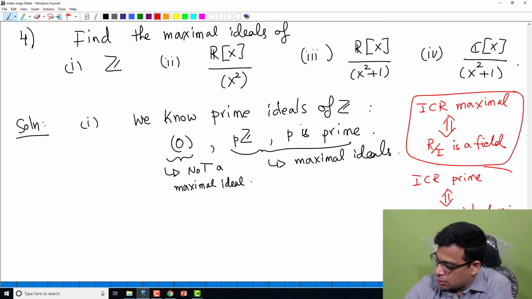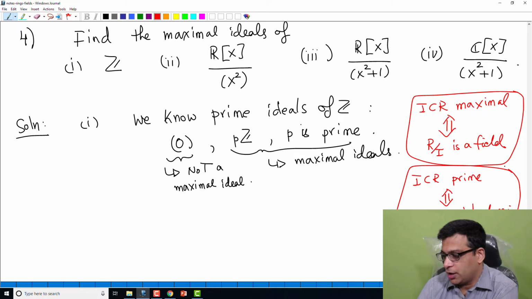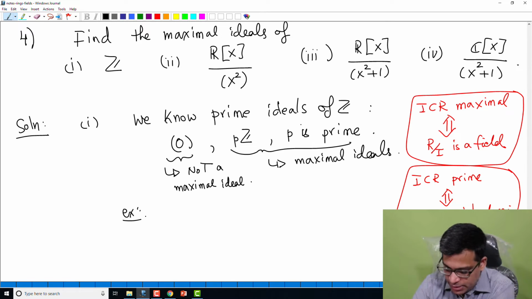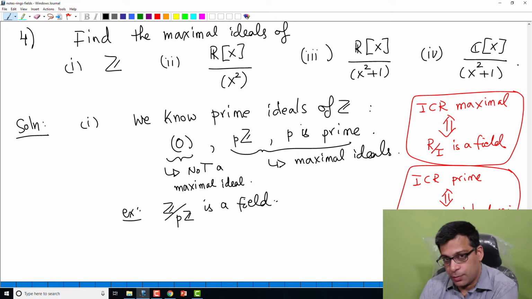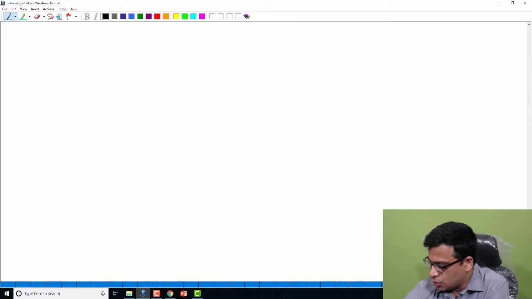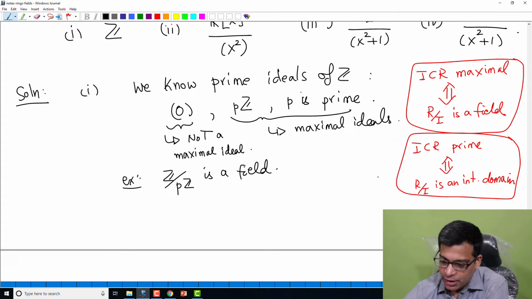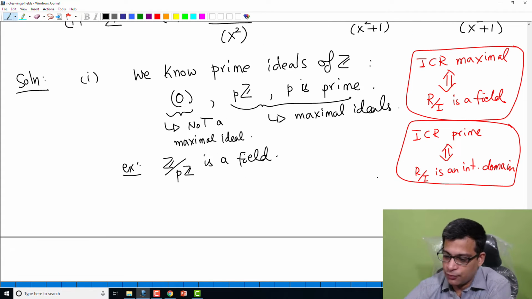So to check maximality, we want to quotient by the ideal and check if it's a field. And this is an exercise, I have said this a few times before: Z mod pZ is a field. You take any non-zero element of Z mod pZ and show that it has a multiplicative inverse. So it's a field. So what are the maximal ideals of Z?